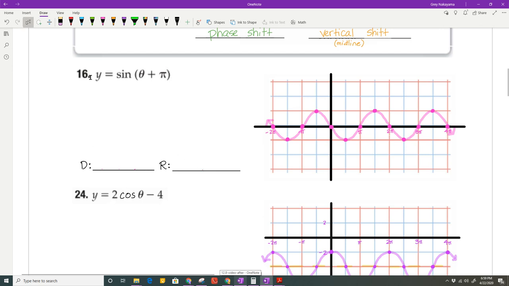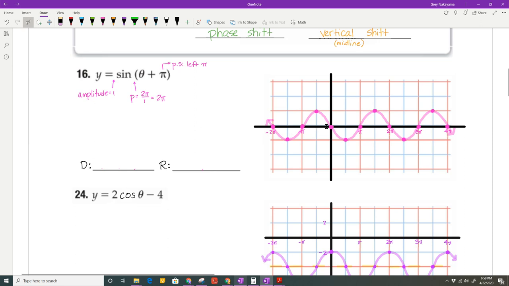To start off, y equals the sine of theta plus pi. You always start with your amplitude, and it's the number in front of your trig function, so it's 1. Then I look at the number in front of theta, which in this case is 1 again. So my period is 2 pi over 1. What else do I have? I have pi, and that's my phase shift. It's always the opposite of what it looks like in the parentheses, so I know that I'm going left pi units.